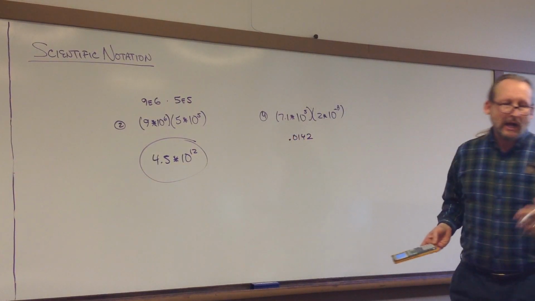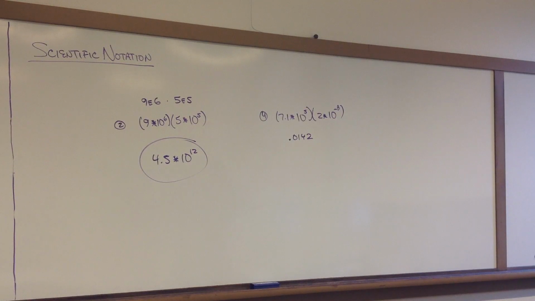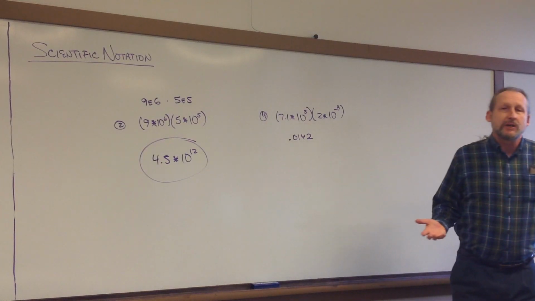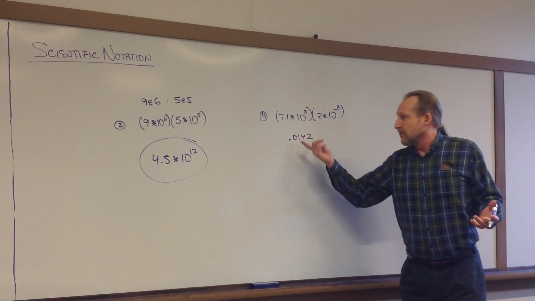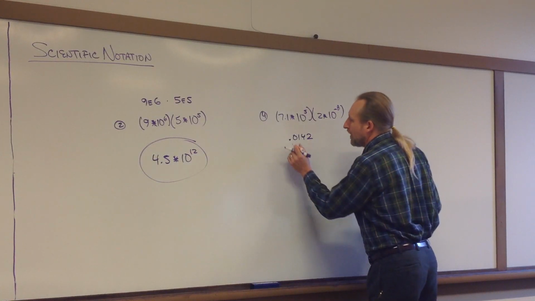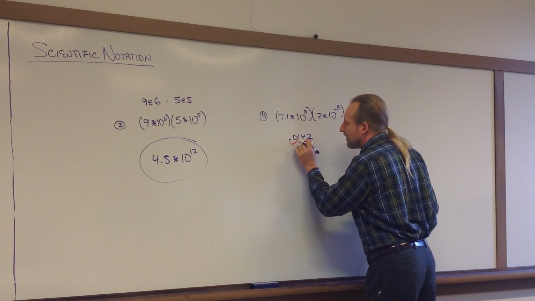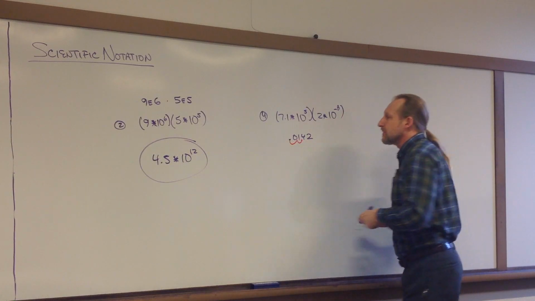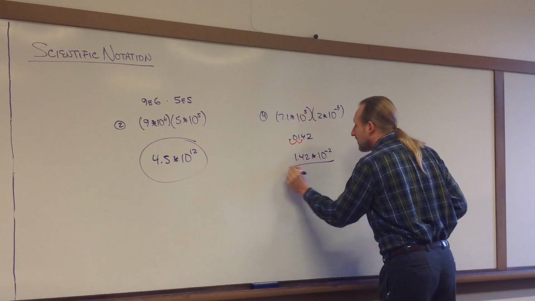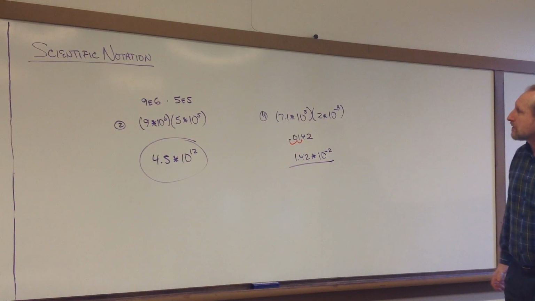0.0142. Now, I could force the calculator to return answers in scientific notation, but to me, that's every bit as much trouble as it is to learn how to do it yourself, okay? We've got to move this decimal point until the number is between 1 and 10. We had to move it 2 places. So this is 1.42 times 10 to the negative 2 power, okay?